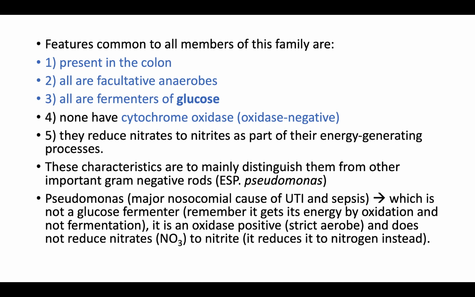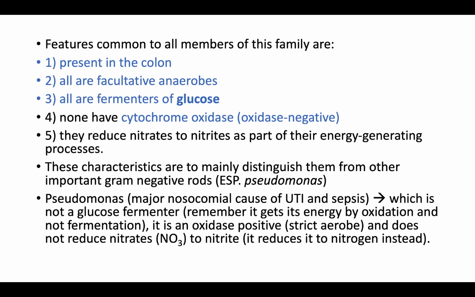So they all reduce nitrates to nitrites as part of their energy generating process. We can use this to detect E. coli in the urinary tract. If you have heavy nitrites, it means you have E. coli as the dominant cause of UTI.